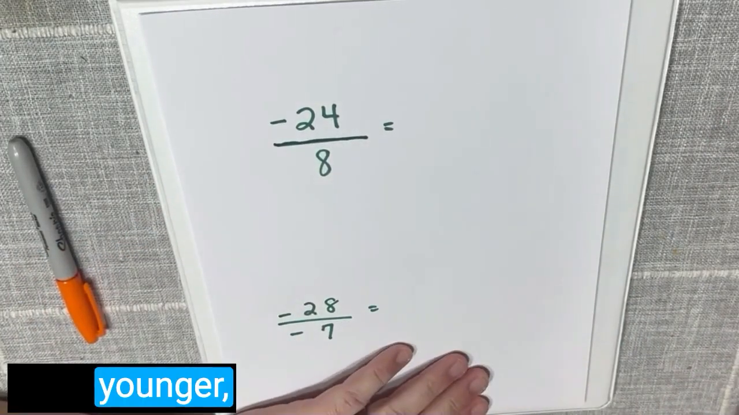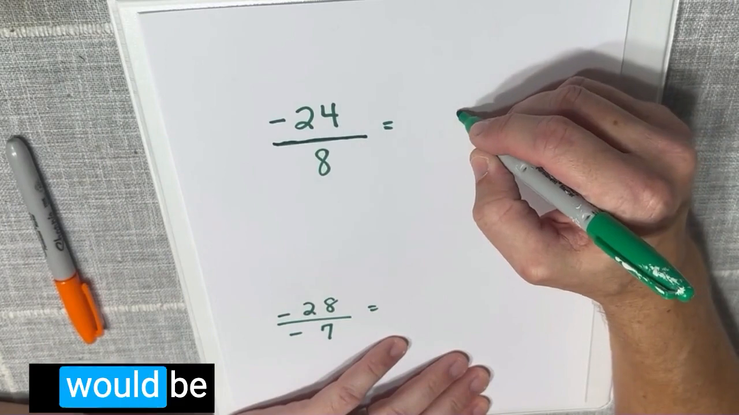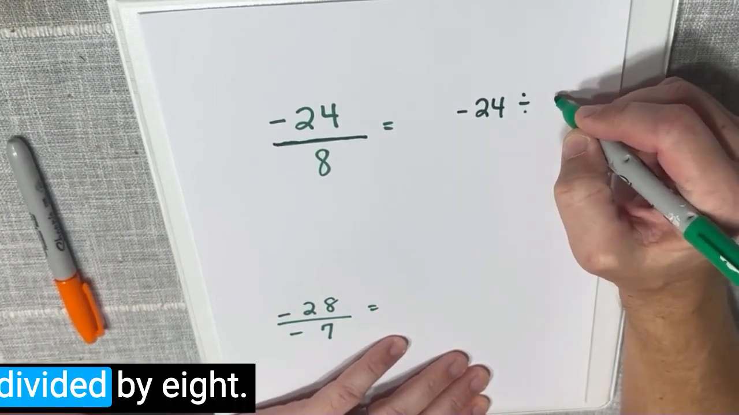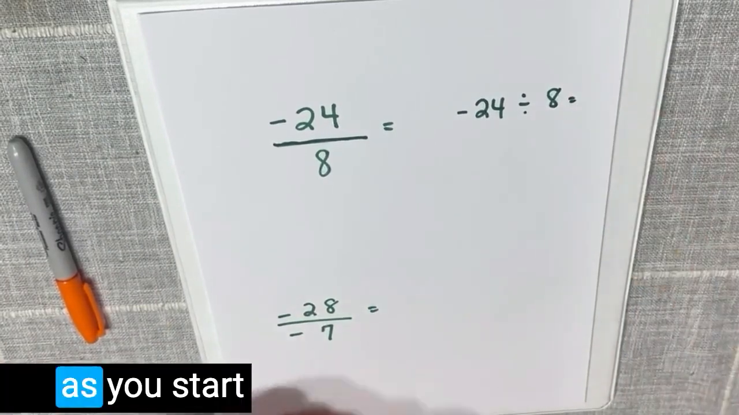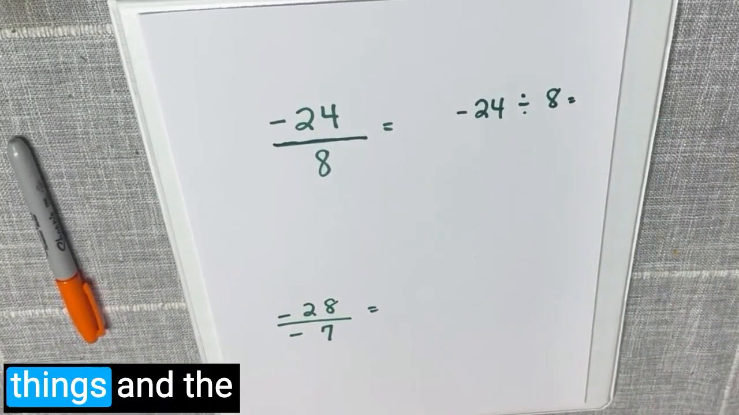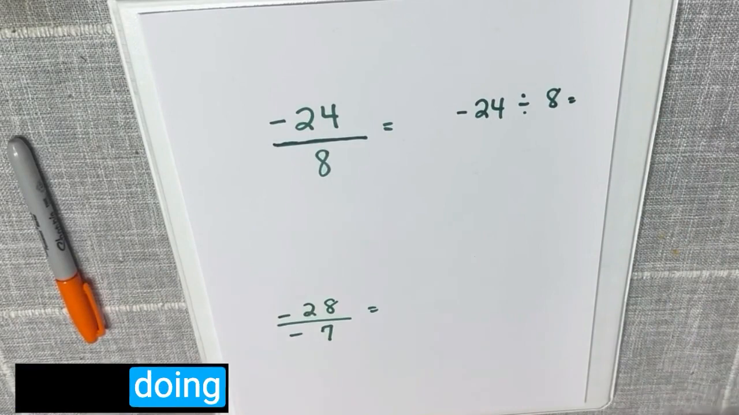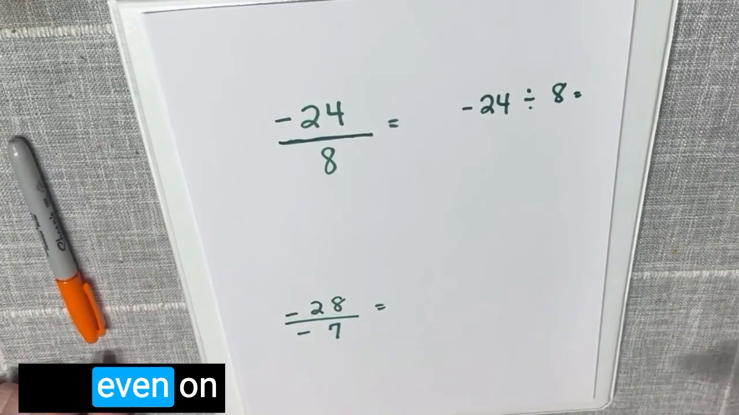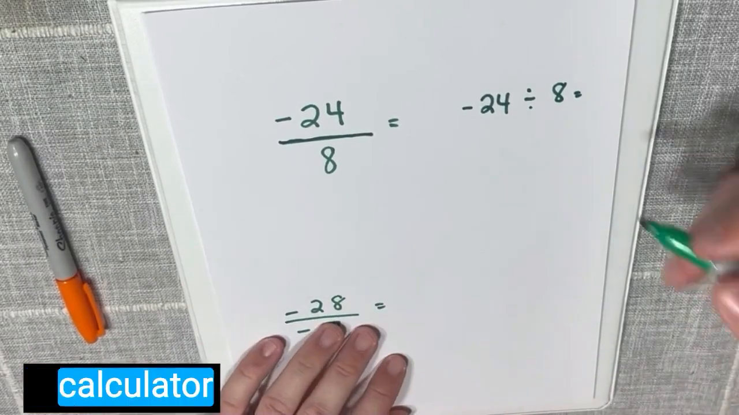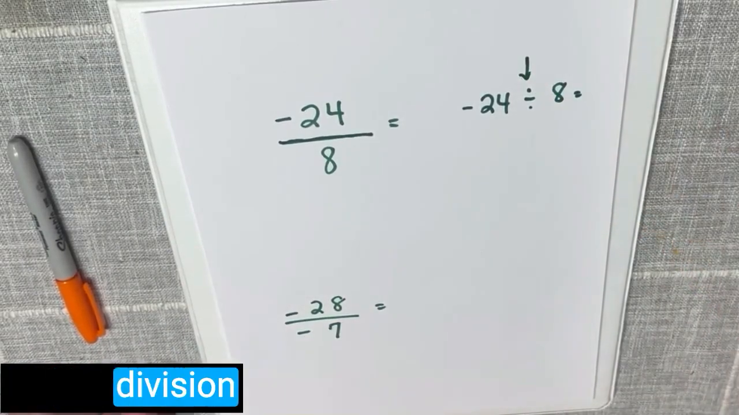Now, when we were younger, we would see things a lot like this. It would be negative 24 divided by 8. We would see more problems written like this. Okay, but as you start getting into algebra 2 and the higher maths, a lot of times when they're doing division, it's just written with that fraction symbol. And even on calculators, sometimes a calculator will use this as the division symbol.